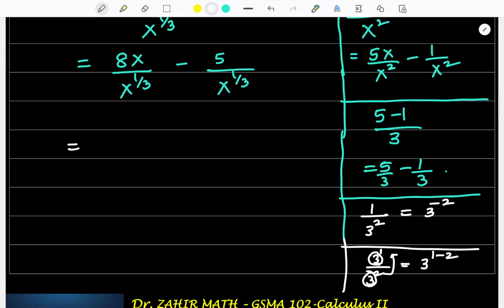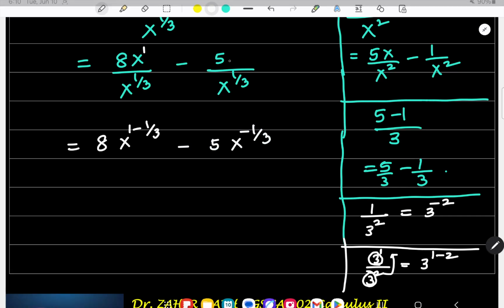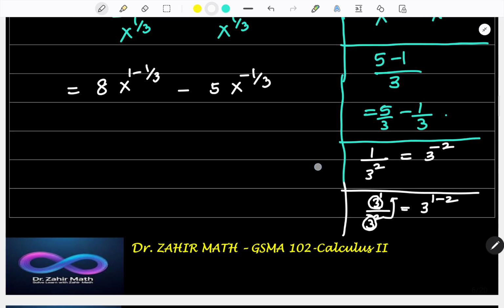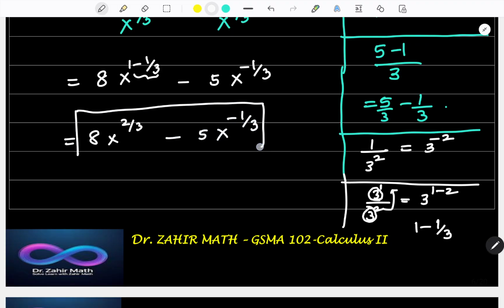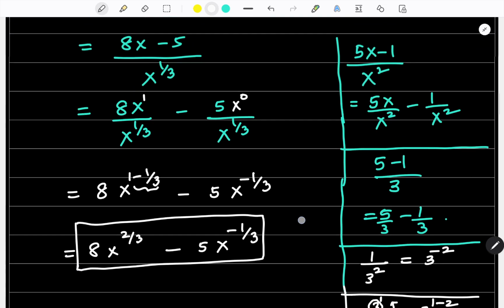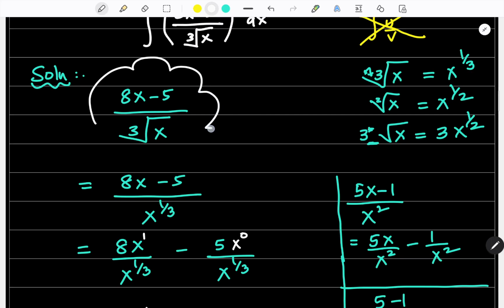Okay. The same thing I'm going to do here. 8x. Here is 1. So 1 minus 1 by 3. And here 5x to the power of minus 1 by 3, because there is no x here. Actually x is there, but it's x power 0. So 0 minus 1 by 3 is what? Minus 1 by 3. This equals 8. You just put in this calculator 1 minus 1 by 3. Or you can do it in your mind also. 3 minus 1, which is going to become what? 2 by 3. Minus 5x to the power of minus 1 by 3. Is this the integration answer? No. Just we simplified this expression to go for integration.